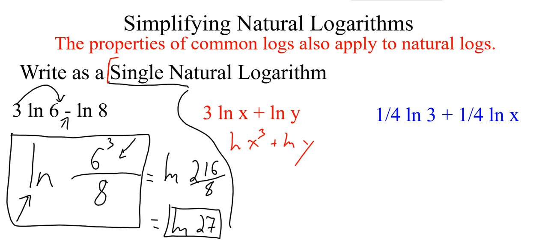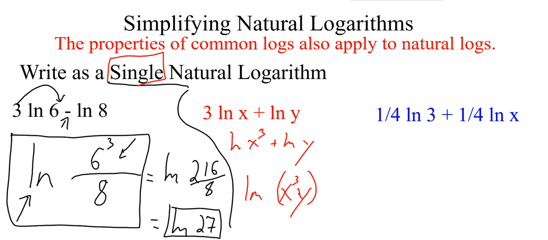Here, first employ my product property, so ln of 3x cubed plus ln y. Well, I haven't written a single logarithm. I still have 2 written, so to write as a single logarithm, ln, addition, just change to multiplication. You don't have to write the multiplication because it's implied when they're right next to each other as variables.